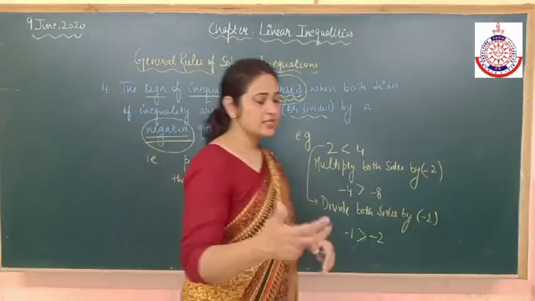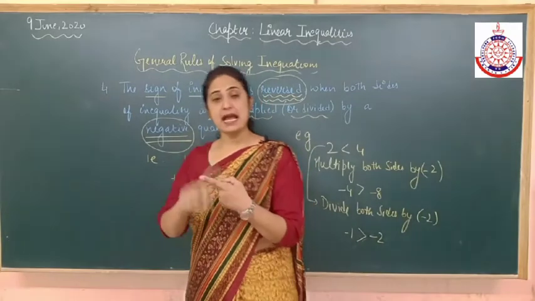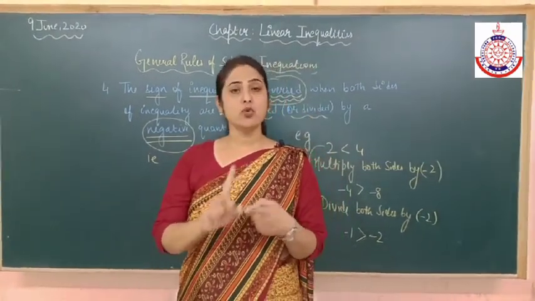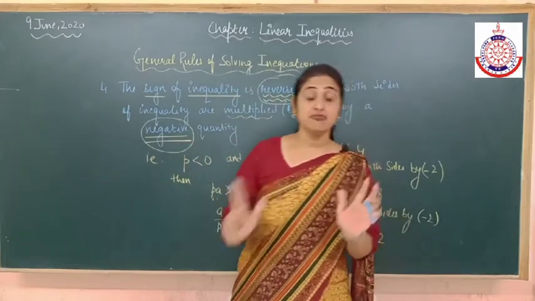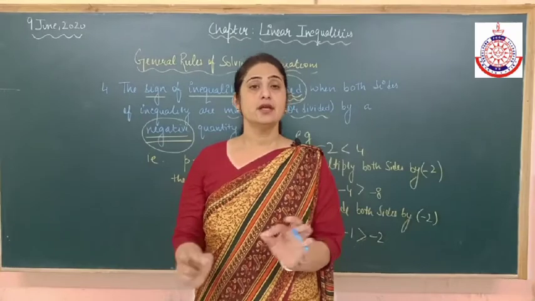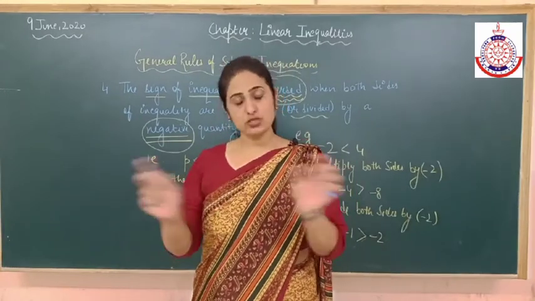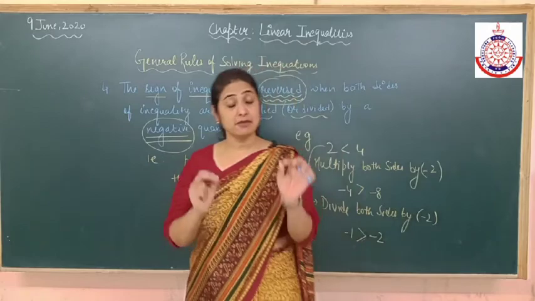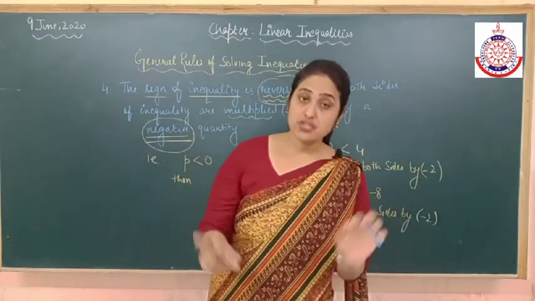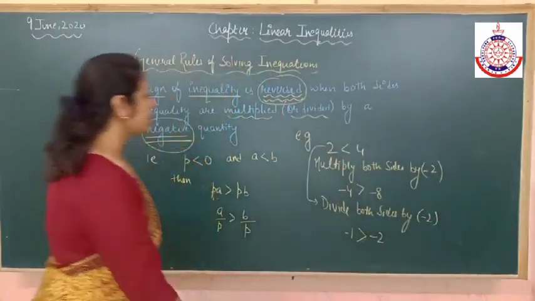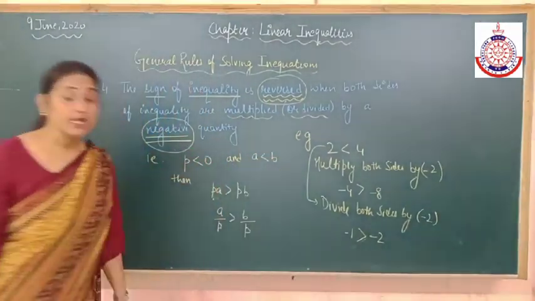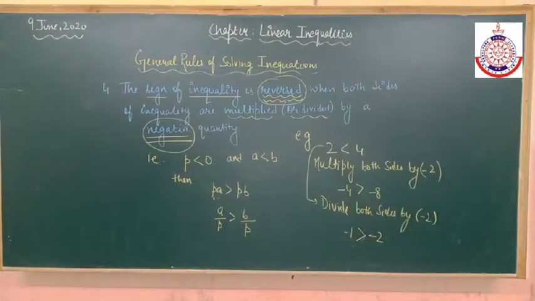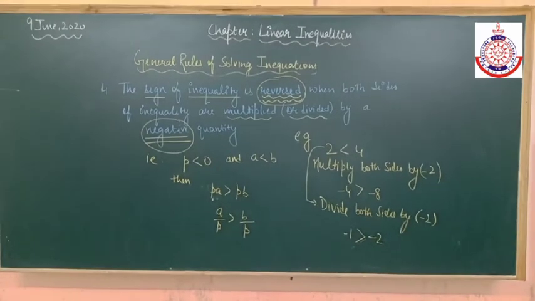So now let me just recapitulate up to here, then we have more to do. I can add or subtract the same quantity on both sides of inequalities, no problem. I can multiply and divide both sides of the inequality by a positive number, and the inequality does not change. But if I am multiplying or dividing by a negative quantity, the sign of inequality is reversed.